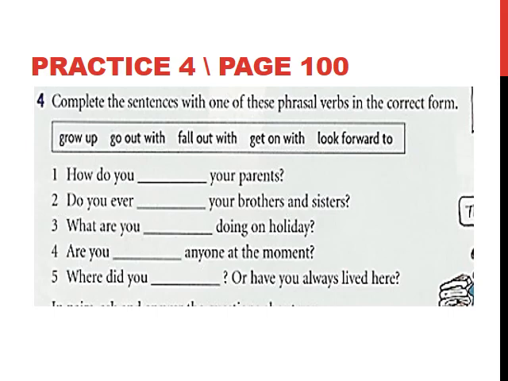Here we have practice 4. You can find it on page 100 in your book. What is required is just to complete the sentences with one of these phrasal verbs in the correct form. You have grow up, go out with, fall out with, get on with, and look forward to. So you're going to complete the sentences with what suits it or what you find meaningful to complete the sentence.